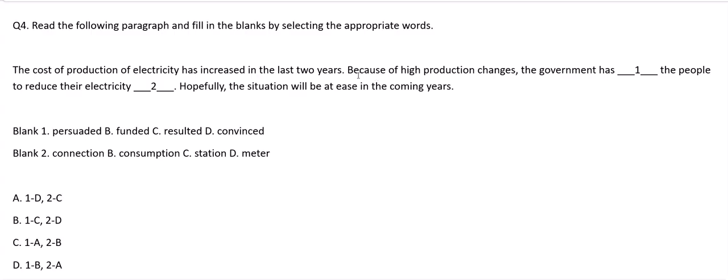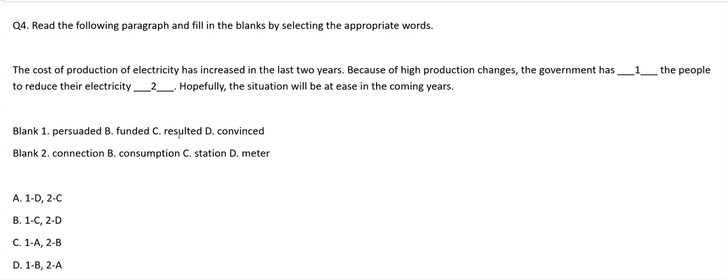Hence, if you see these blanks clearly, because of high production charges, the government has dashed the people. It should be like requesting the people, in that sense it has to come. Just go for blank one options. We have options persuaded, funded, resulted, convinced. Okay, let's go through each option, what it means and when we have to use it. Persuaded means encouraging someone to do some action, to take some action, whereas funding means giving some amount.